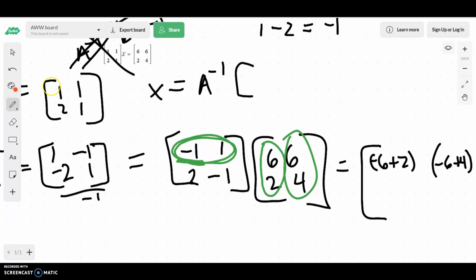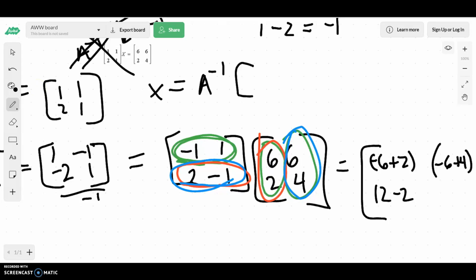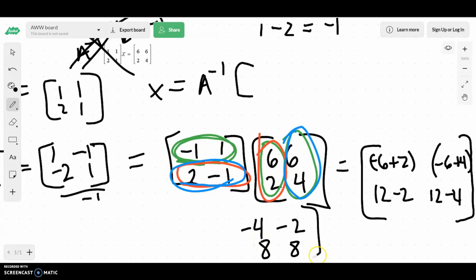Then we are going to do this row by this column, which will give me 12 minus 2. Then we are going to do this row minus this column, which will give me 12 minus 4. Then we just add up all the elements, which would be negative 4, negative 2, 8, and 8. And that would be my final answer.